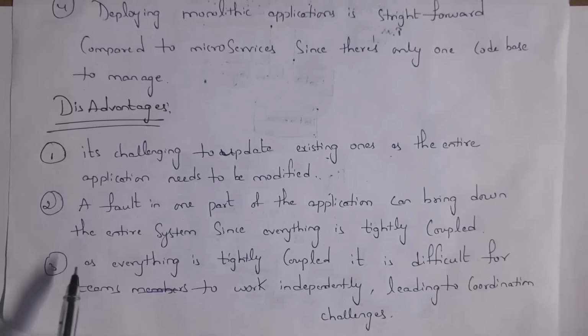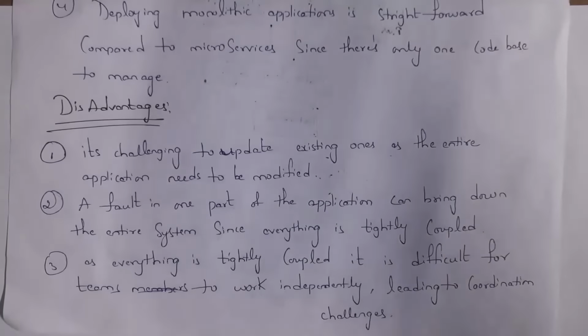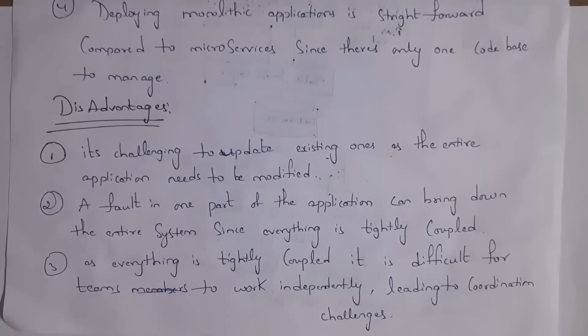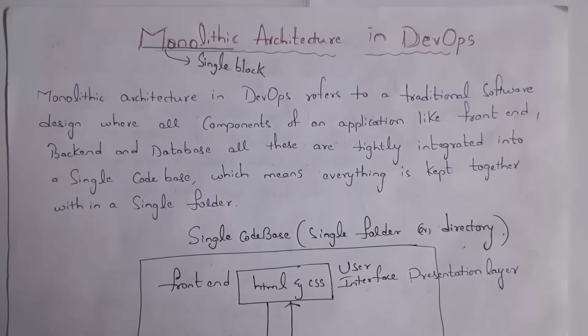And the third one is, as everything is tightly coupled, it is difficult for teams to work independently, leading to coordination challenges. As the complete code is stored in one place, coordination between teams is very tough. So this monolithic architecture is not suitable for large size applications. It is suitable only for small size applications. This is all about monolithic architecture.